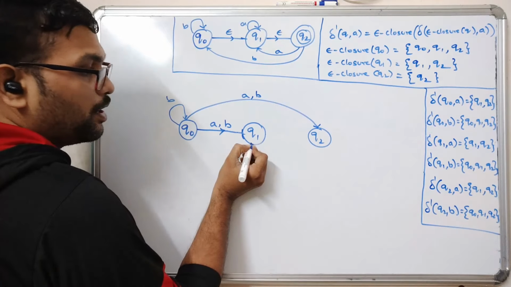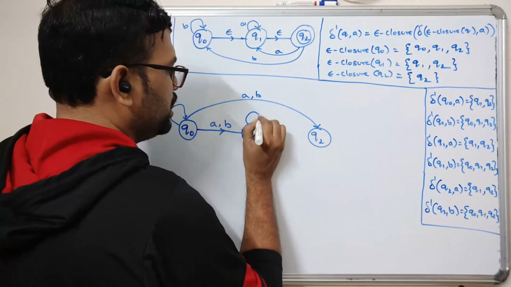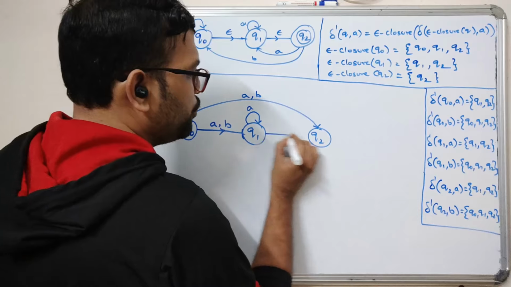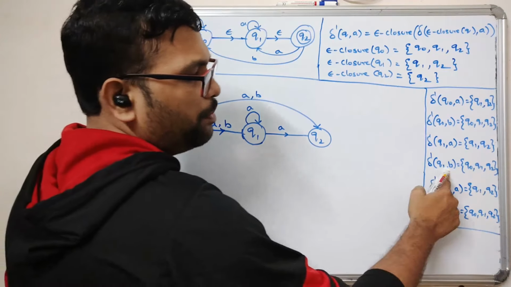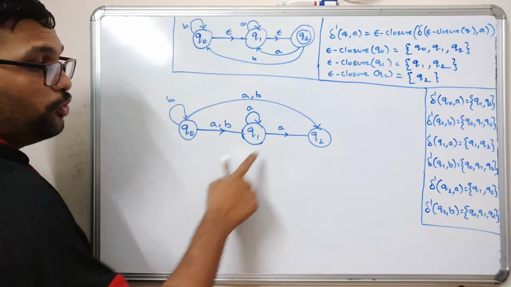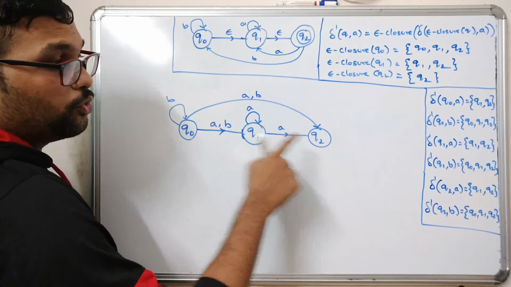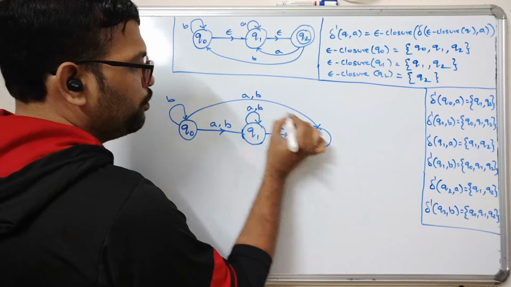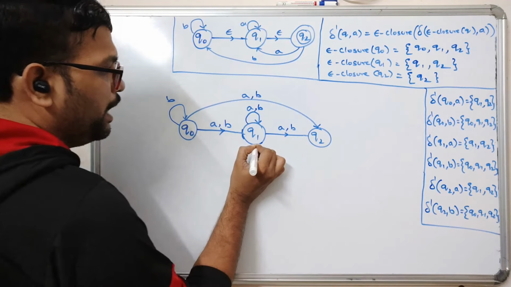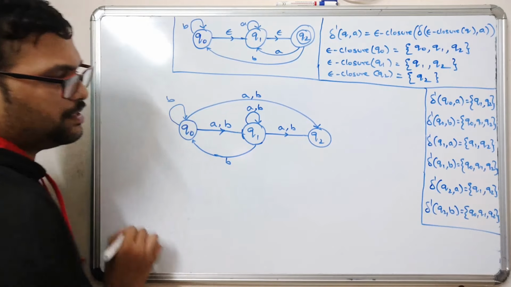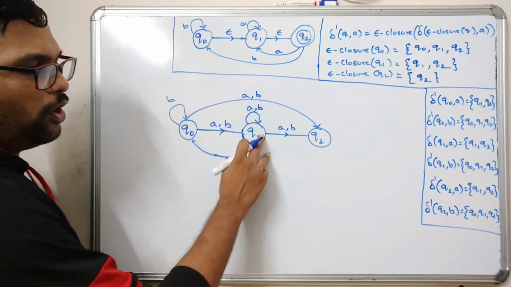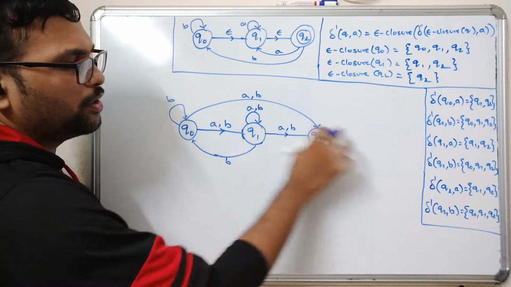Q1 on A, Q1, Q2. So give the self for this one and Q2. Here it is. Right. Next, Q1 on B, Q0, Q1, Q2. So Q1, Q2, and again this is Q1. Q1 on B, Q0, Q1, Q2.